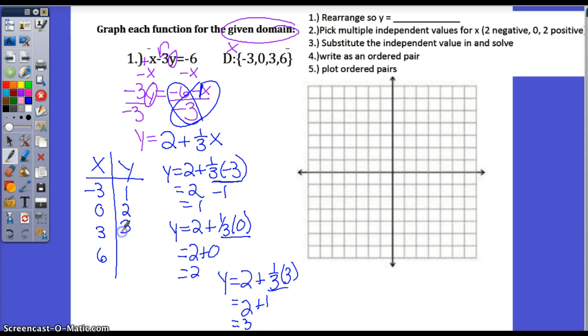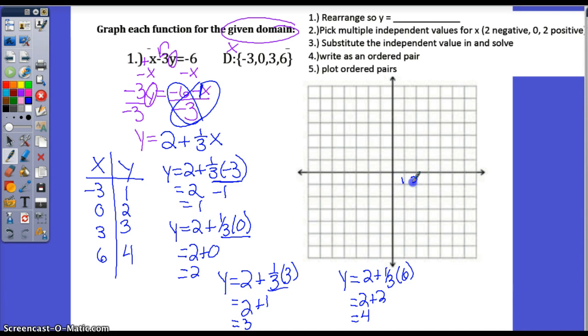3 comma 3. Last but not least, plug 6 in. Y equals 2 plus 1/3 times 6. 6 divided by 3 is 2, so we have 2 plus 2, which gives us a y value of 4. So now let's just go ahead and plot these points.